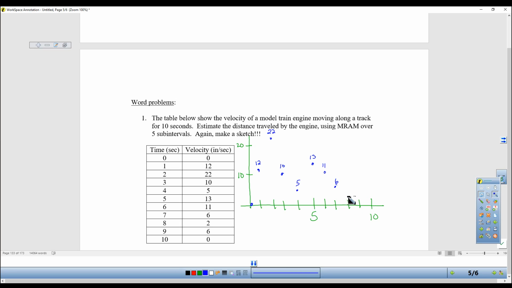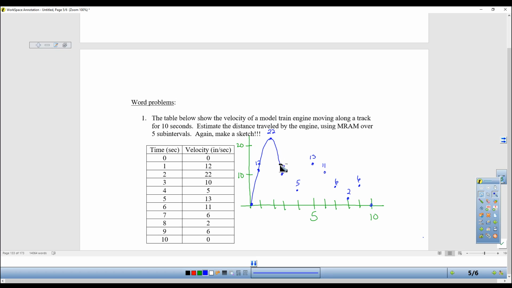At 8, I'm at 2. At 9, I'm back up at 6. And at 10, the train has stopped and it's 0. So look what this little engine does. This little train takes off like a shot. It's got so much energy in the beginning. It works its way all the way up to 22 inches every second.